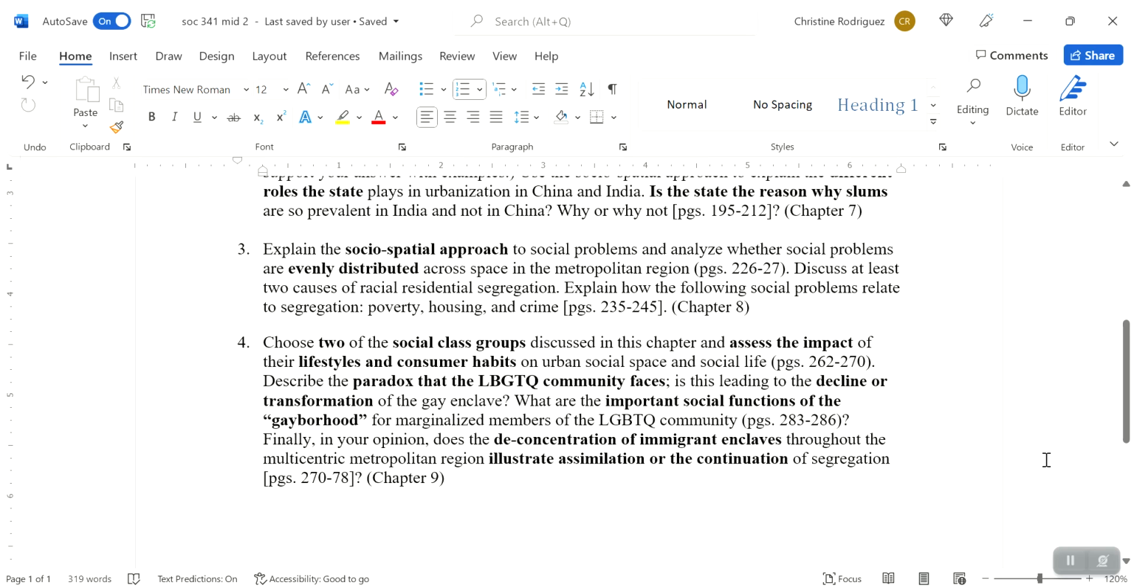We know that people who are not part of the immigrant group are moving into these ethnic enclaves, these immigrant enclaves, and that changes, of course, the demographics. Possibly it changes the community in other ways as well. And so is that occurrence something that illustrates assimilation, or does it illustrate the continuation of segregation? There we go. Those are the four.